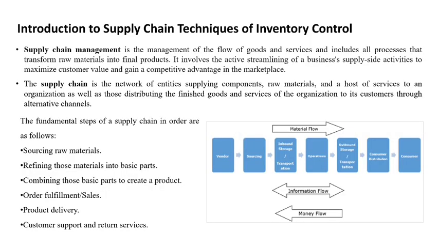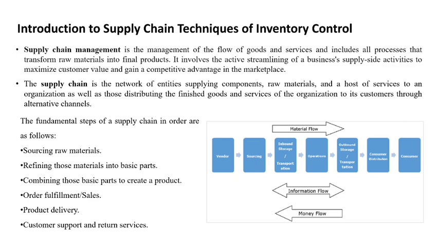Coming to supply chain. Supply chain management, by definition, is the management of flow of goods and services, and that includes all processes that transform raw materials into final products. Here you can see in the diagram mentioned below how the supply chain starts from the vendor and it ends with the consumer.